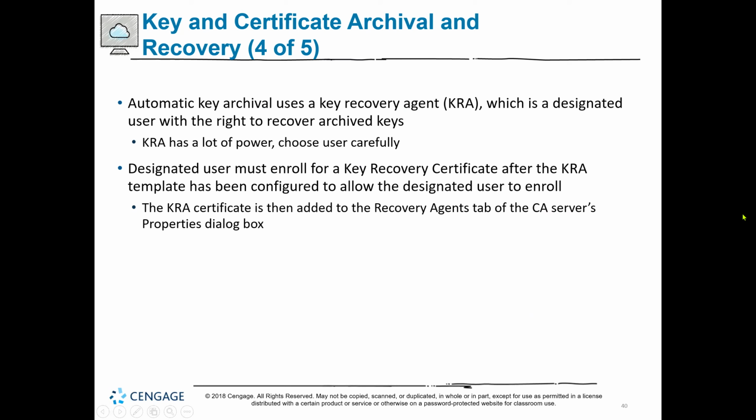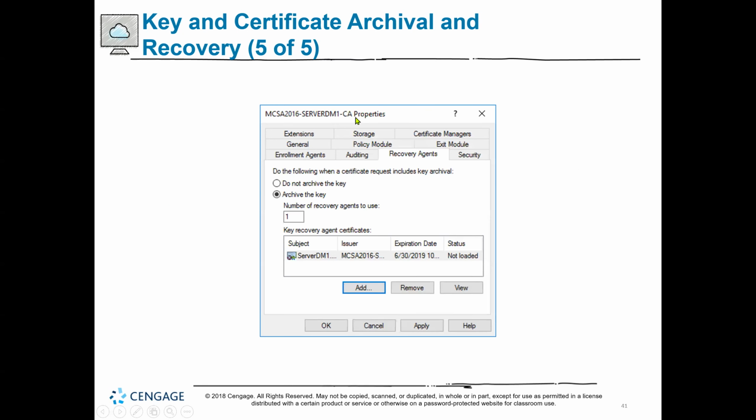The designated user must enroll for a key recovery certificate after the KRA template has been configured to allow the designated user to enroll. The KRA certificate is then added to the Recovery Agents tab of the CA server's property dialog box. Here is an example of what that looks like.